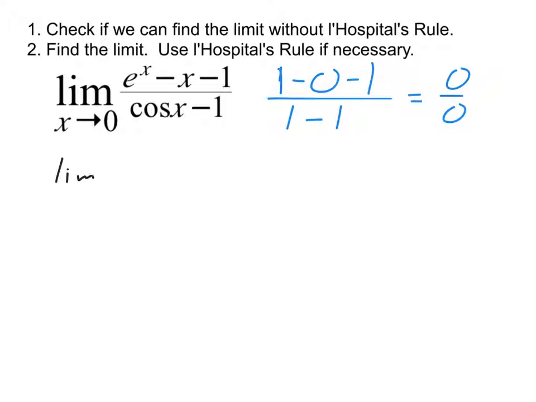Remember that in order to employ L'Hopital's rule, I'm going to take the derivative of the top and the derivative of the bottom. So on the top, the derivative of e to the x is just e to the x, and then the derivative of x is 1. Then on the bottom, the derivative of cosine is negative sine.